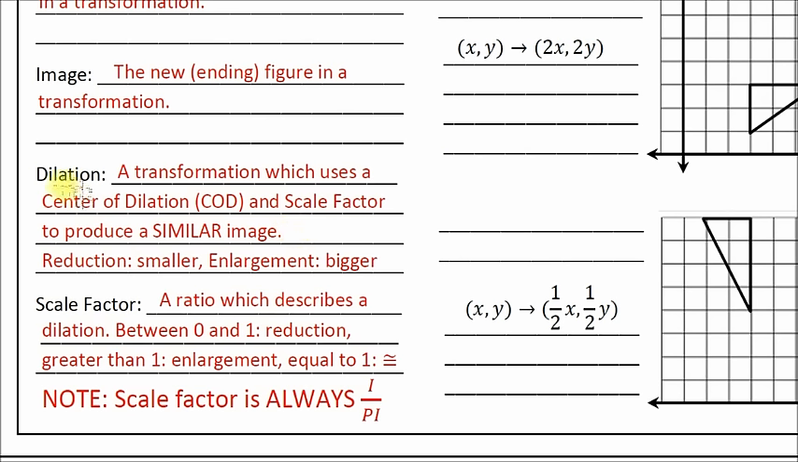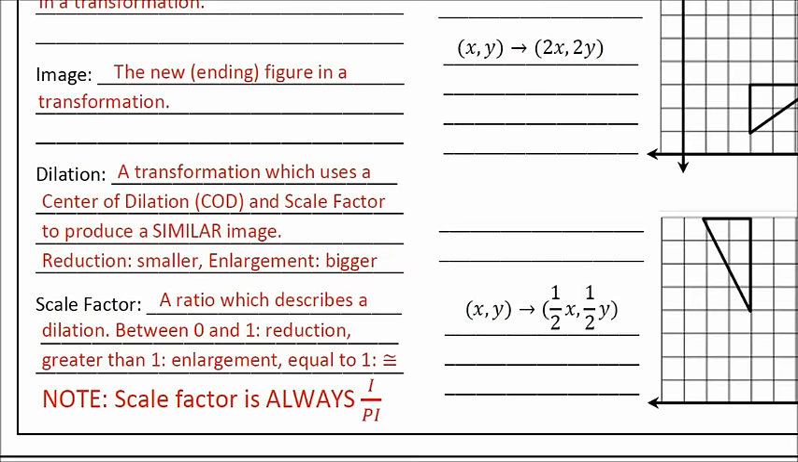And then one thing you want to know about dilation: we can reduce the original and make it smaller with a dilation, or we can enlarge an original and make it bigger. We can reduce the pre-image to create a smaller image. We can enlarge the pre-image to create a bigger image.